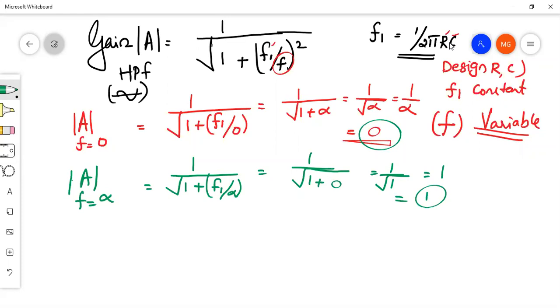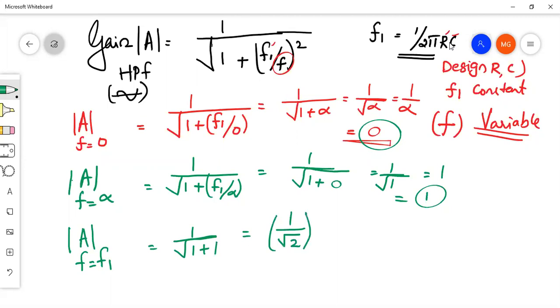Then one more point I am calculating. What is the value when f equal to f1? Both frequencies are same. Then 1 divided by root of 1 plus 1. That will be 1 divided by root 2. So 3 values I got.